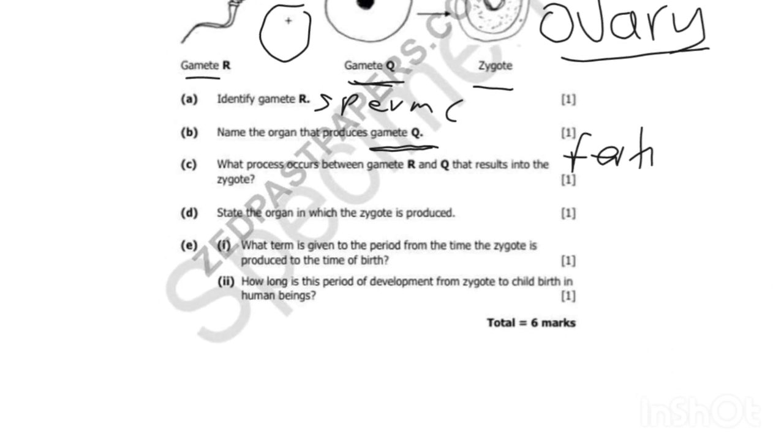So now we go to D. State the organ in which the zygote is produced. Where do you think fertilization takes place in the female reproductive system? It is the fallopian tube. The fallopian tube is where fertilization takes place. So the fallopian tube is the organ.